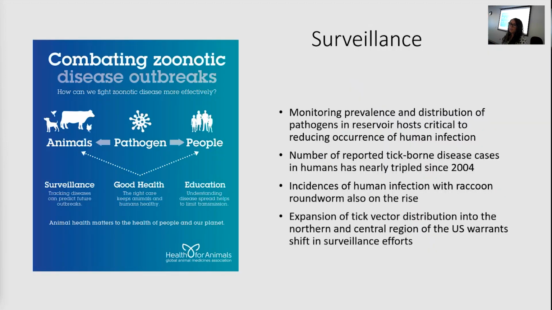Monitoring pathogens in reservoir hosts is critical for public health. Human cases of tick-borne diseases have tripled since 2004, and cases of raccoon roundworm are also increasing. At the same time, distributions are expanding into new regions. So understanding pathogen prevalence in wildlife reservoirs is essential for predicting and mitigating risks.